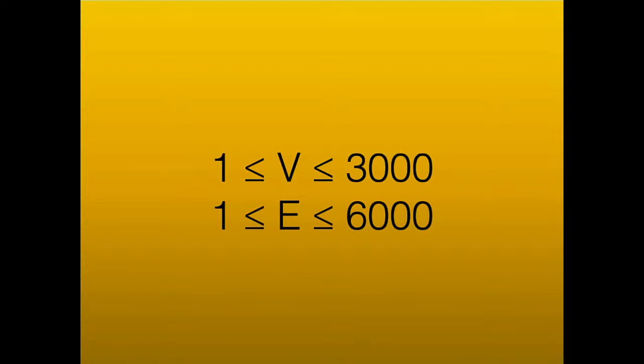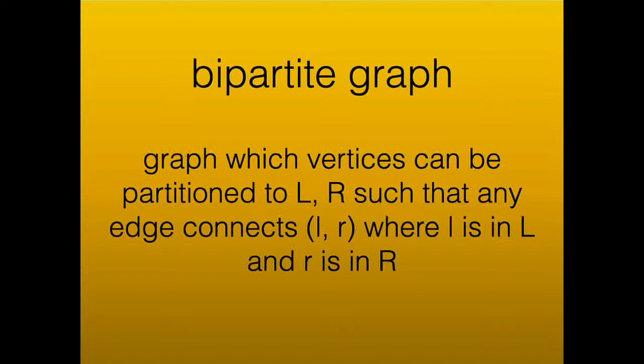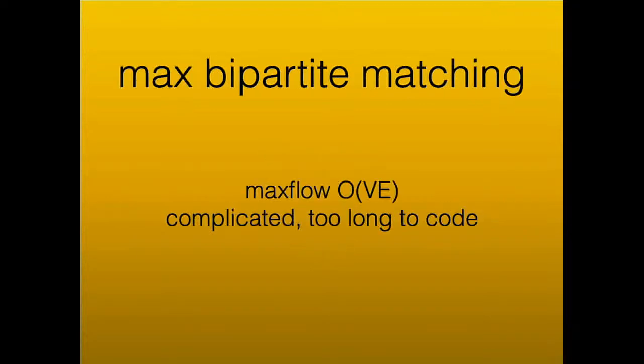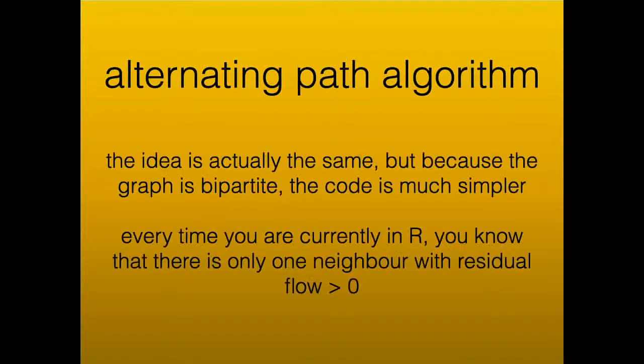Okay. So next is bipartite graph, but let's just go fast here because I think you know what it is. It can be partitioned into L and R so that all edges connect L and R. Warming up, if you just want to find the partition, easy, just do DFS and so on. Yeah, I know you know it. Okay, and then maximum bipartite matching. Of course, you can do max flow, but it's complicated, too long to code.